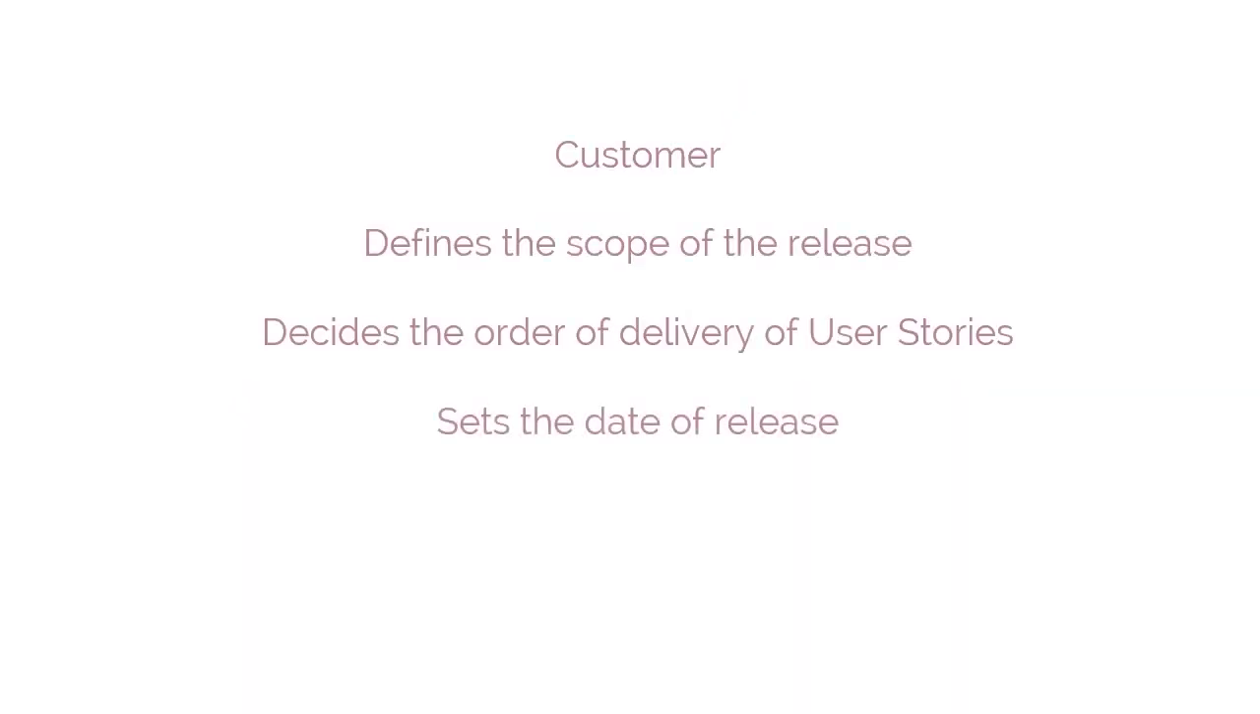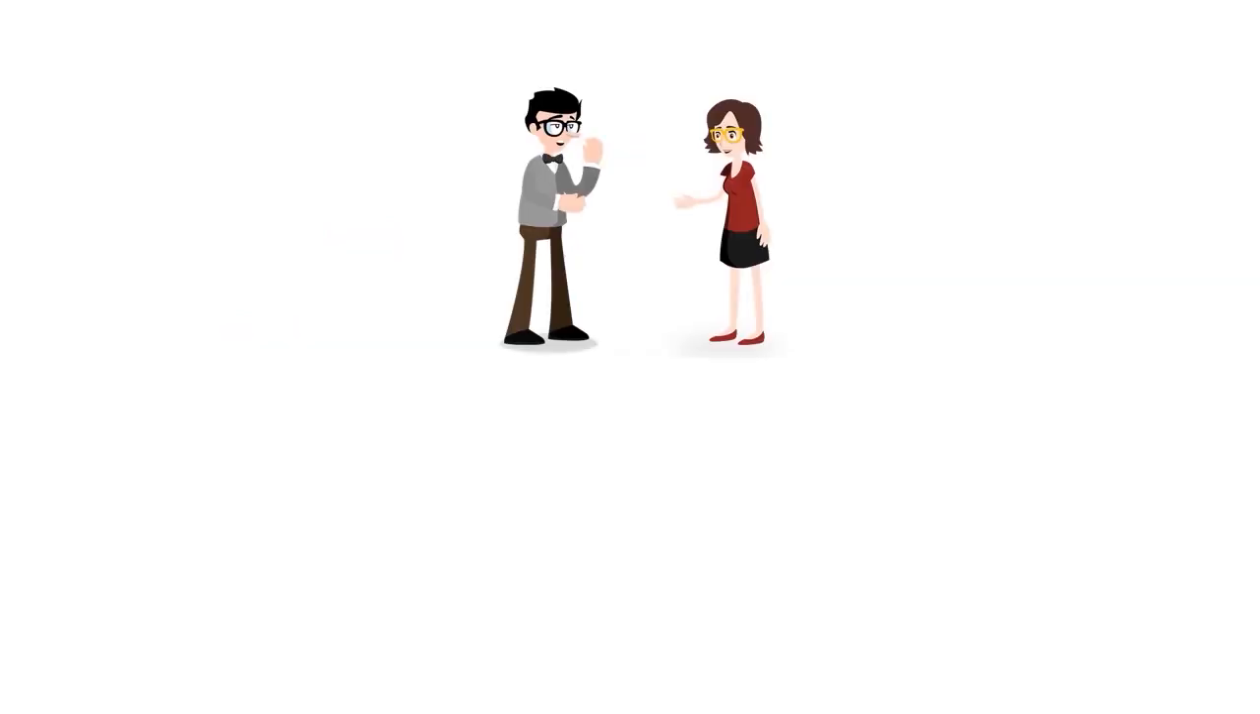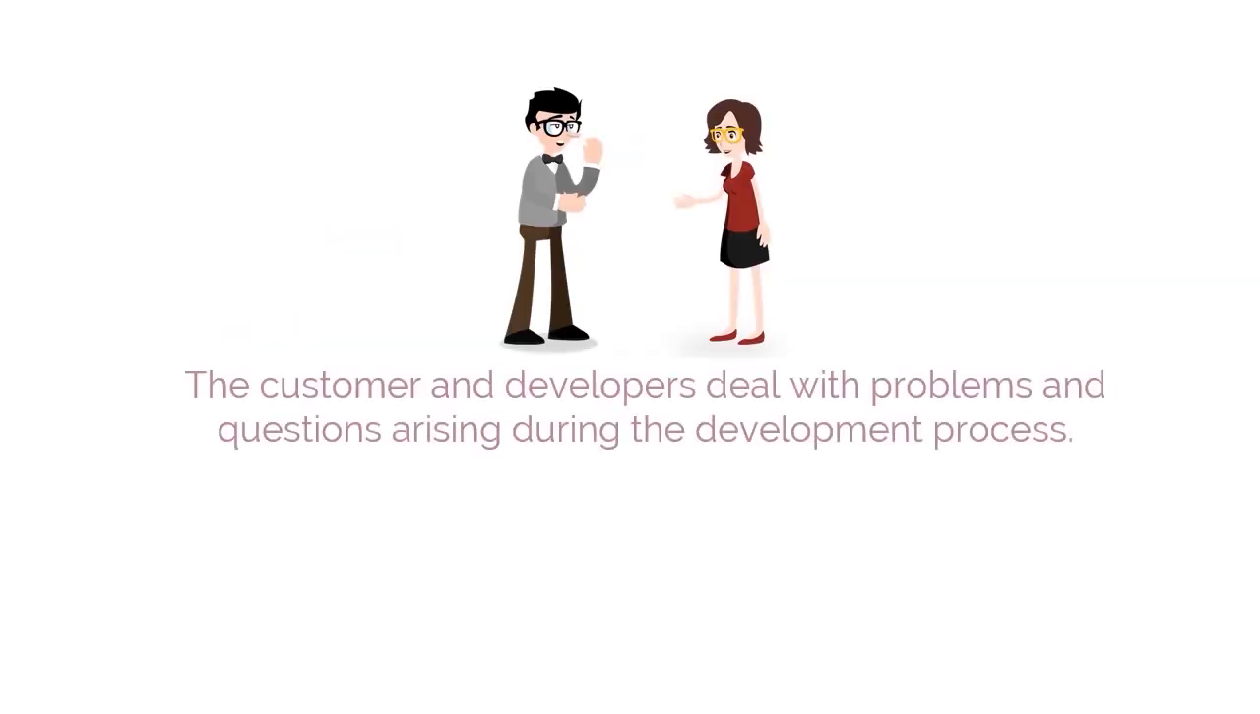The customer defines the scope of the release, decides the order of delivery of user stories, and sets the date of release, while the developers estimate the time that each story will take, communicate technical impacts of implementing requirements, break down the stories into tasks, and allocate work among themselves. Apart from performing the above-stated functions, the customer and developers deal with the problems and questions arising during the development process. The planning game is further divided into 2 phases: release planning and iteration planning.